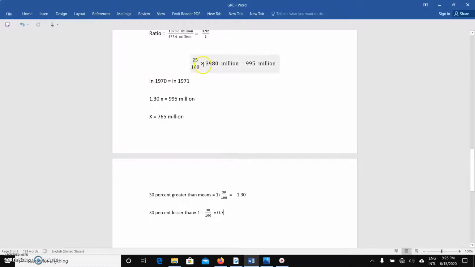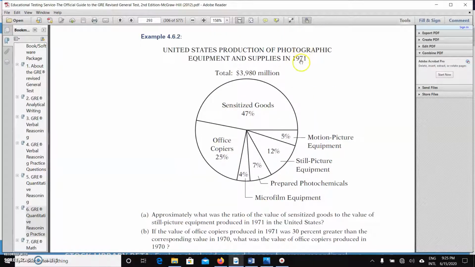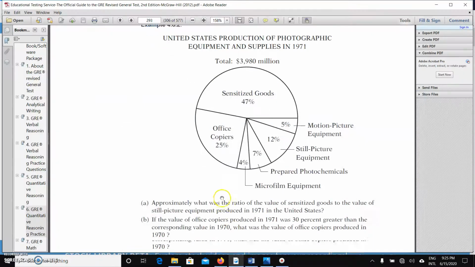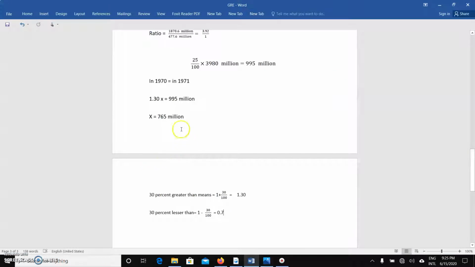Now, in 1971, 25% of the total amount here, that's for 1971, will give you 995 million. Now, to get the value for 1970, which is the goal of the question, we should look for the value in 1970, right? So we just equate the value in 1970 to the value in 1971.